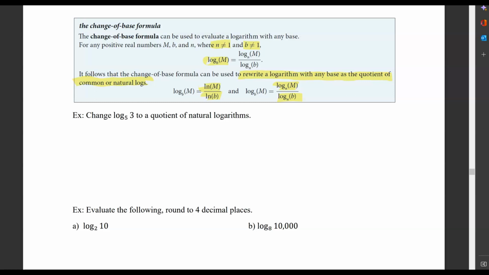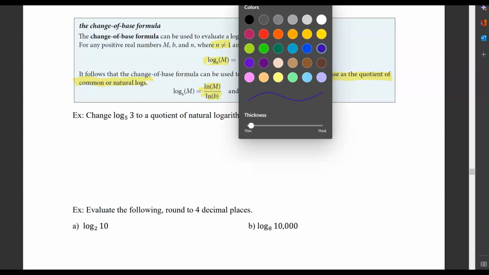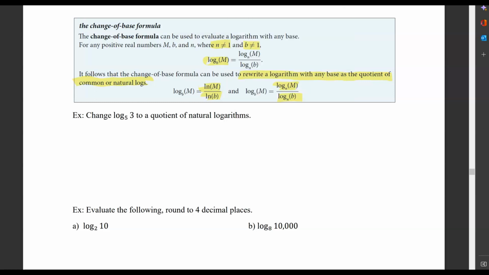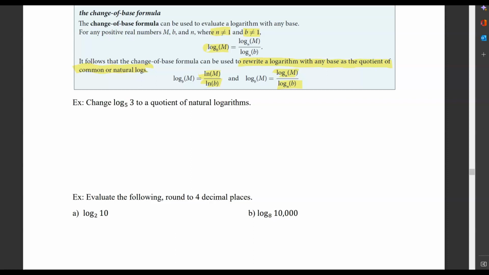Nowadays we have very fancy calculators and we don't necessarily have to do the change of base anymore. So I'll show it to you, but it's fine for you to use your calculators to evaluate the logarithms without the change of base.